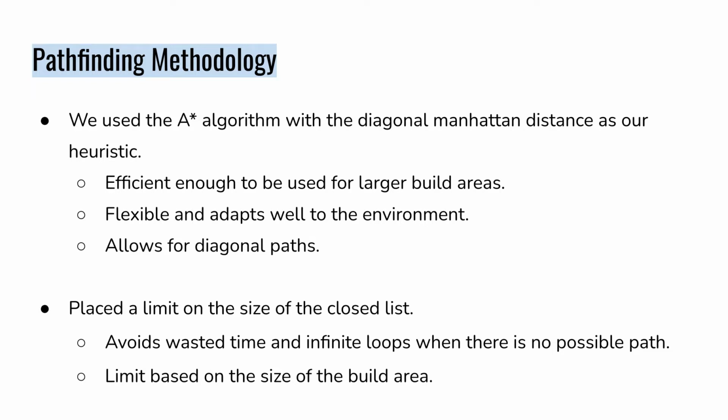Also, this algorithm is flexible and can adapt well to different terrain features and placements of houses. We also wanted to allow for diagonal paths to make the paths look better and more realistic. Therefore, we use the diagonal Manhattan distance since it is admissible for diagonal movement. During our search, we also place a limit on the size of the closed list in order to avoid wasted time and infinite loops when there is no possible path. This limit is based on the size of the given build area.